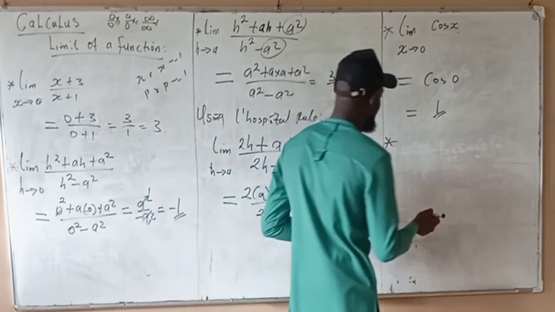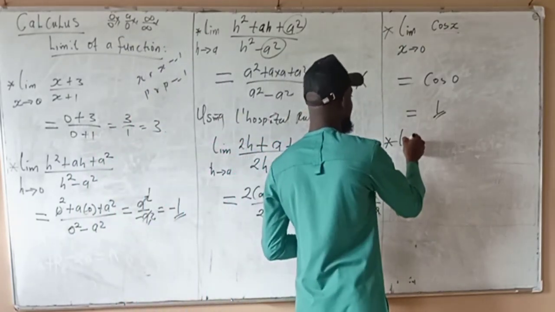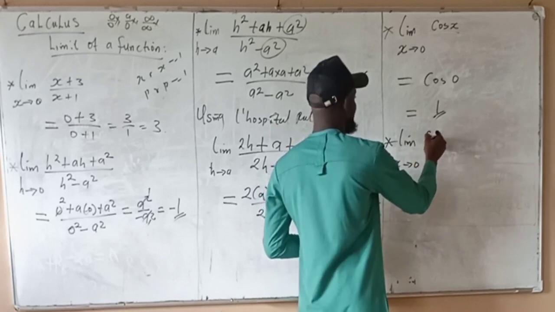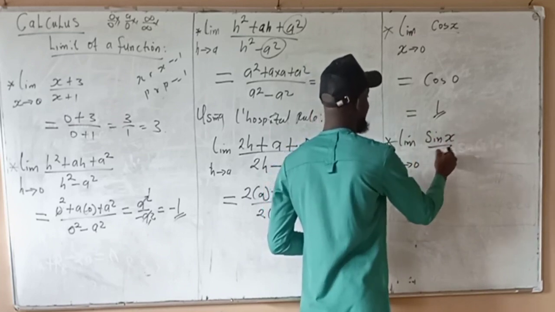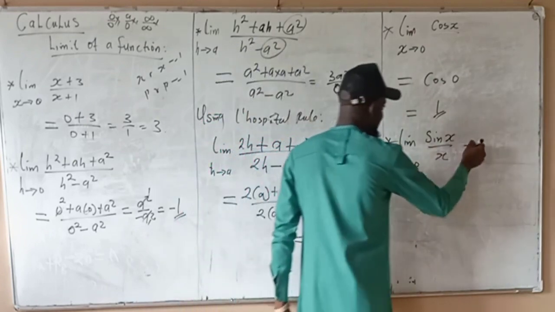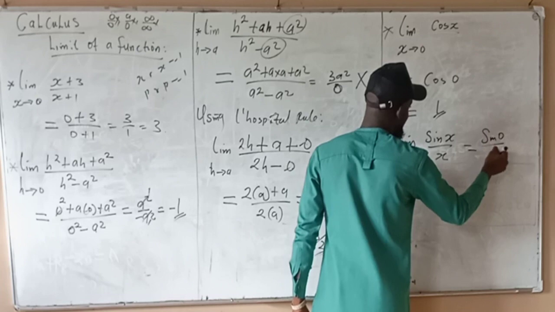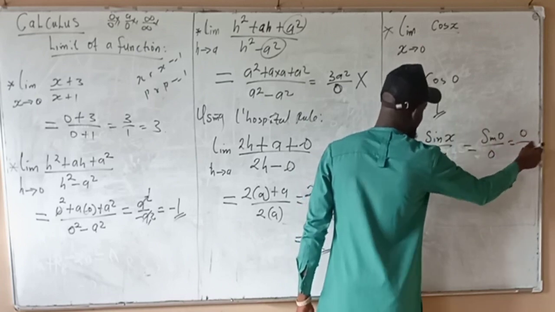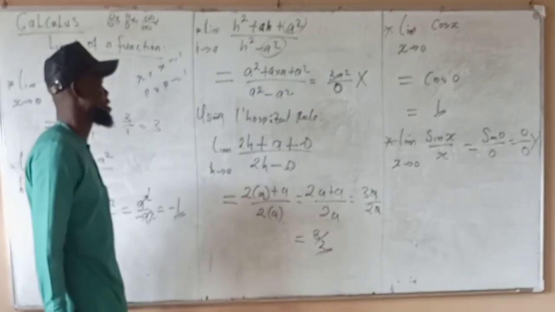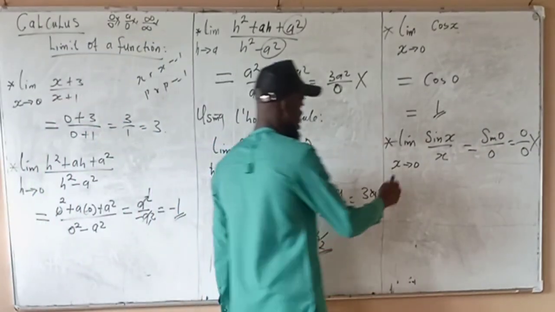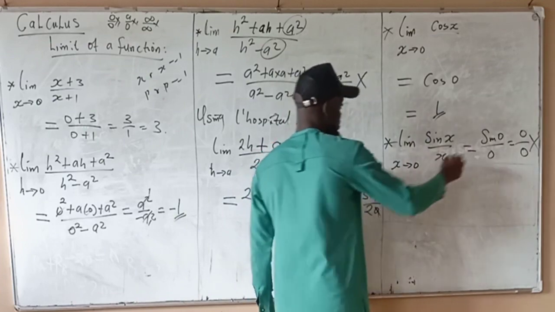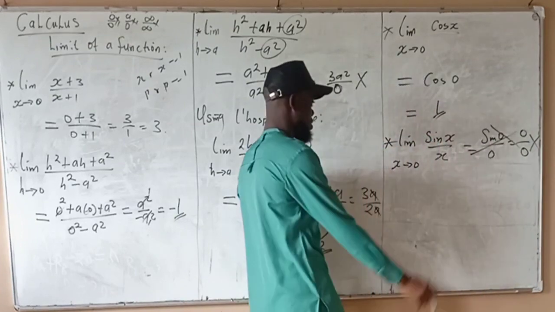So let's look at this one. Limit as x approaches 0 of sin x over x. Let's see what we're going to do. Put x equals 0 first. We have sin 0 over 0, that gives us 0 over 0. Bad. That's not possible. Now let's use the L'Hôpital method, because this direct substitution will not work.